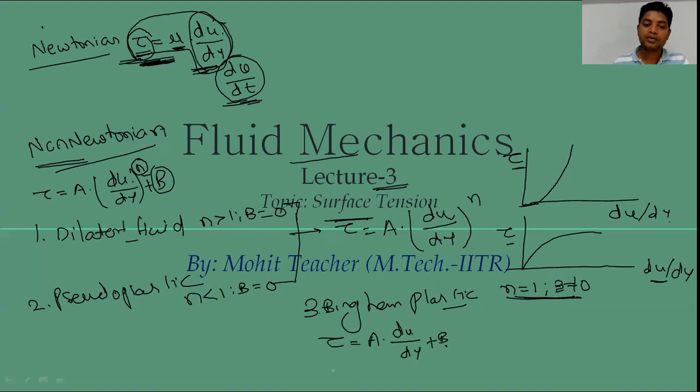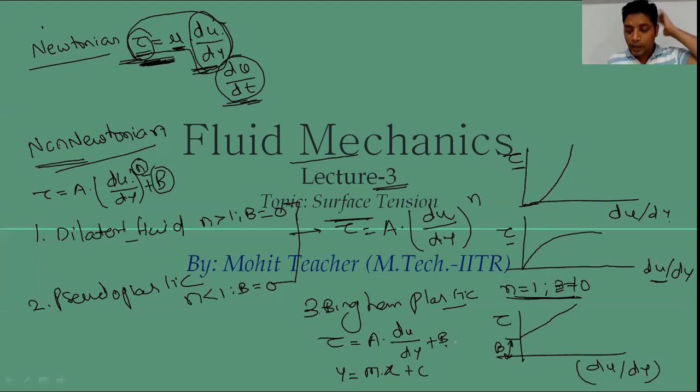So you can compare this equation, which is a straight line equation, y equals mx plus c. If you draw the x-axis as du by dy and the y-axis as tau, then this graph will start from here. This value is basically defining the value of B. Now, what is the meaning of this, and what are the examples for the individual fluids?